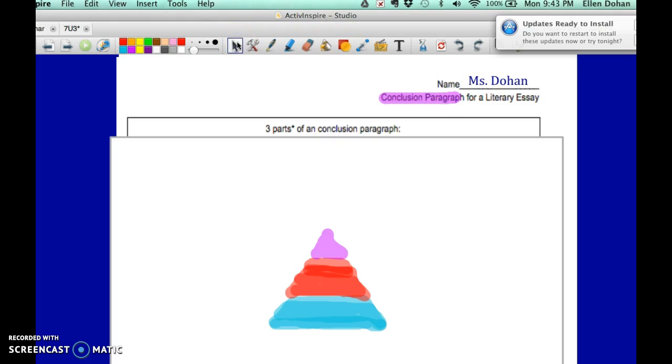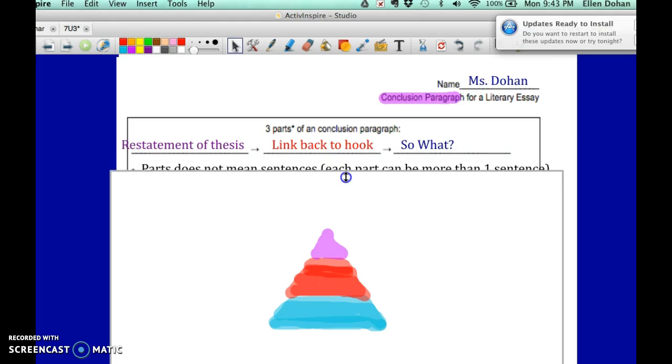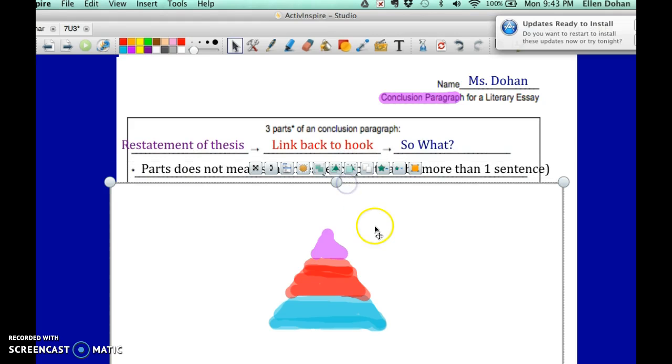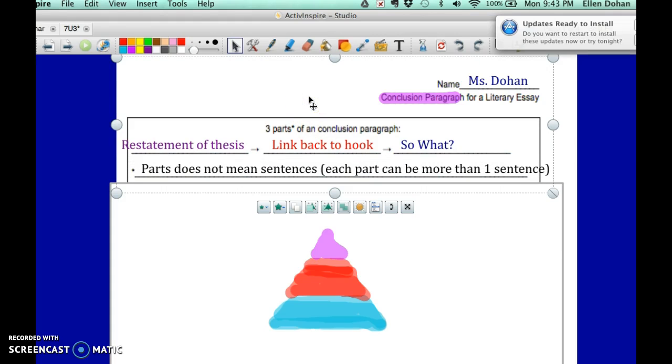So at the very top, and this should look very similar to yesterday's notes about intro paragraphs, we have that there are three parts of a conclusion paragraph that actually are the reverse of the intro paragraph. First, we have the restatement of the thesis, which is followed by the link back to the hook, and last, the so what.